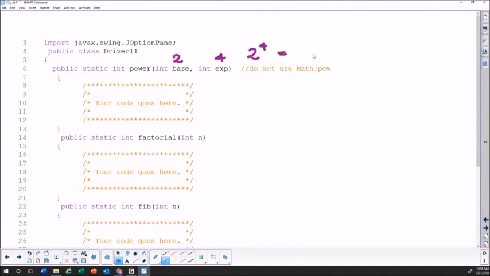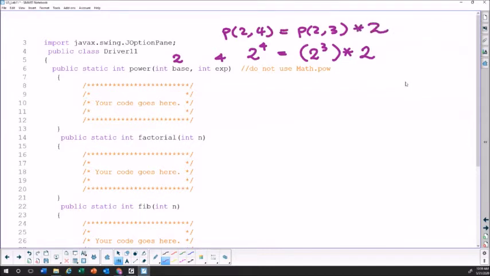I can say this is 2 to the third power times 2. That means 2 to the third power, you can say power 2, 3. So 2 to the fourth power is power 2, 4. So power 2, 4 is power 2, 3 times 2. So you probably will change only the exponent when you call the recursion. Then the base case will be 2 to the first power is itself. When the exponent is 1, you are going to return base.